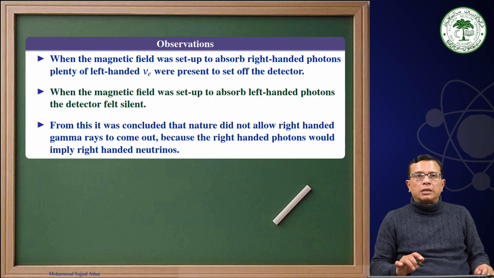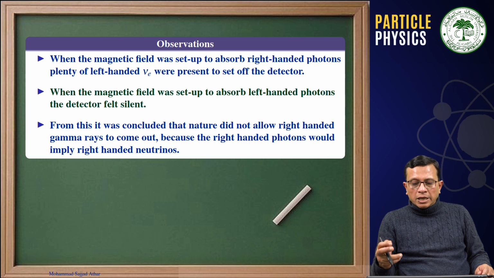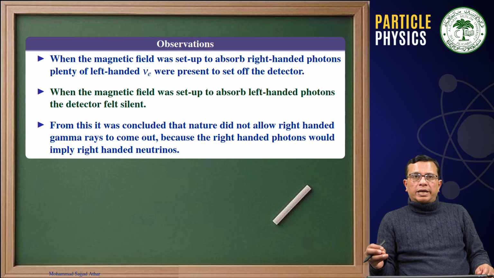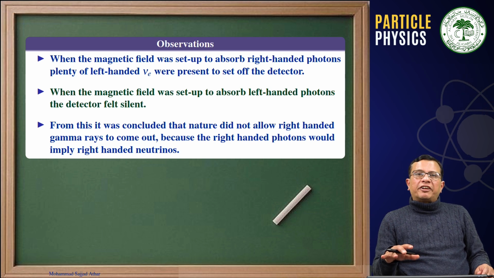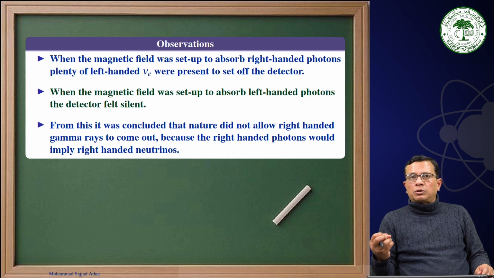The observation was that when the magnetic field was set up to absorb right-handed photons, plenty of left-handed neutrinos were present to set off the detector. When the magnetic field was set up to absorb left-handed photons, the detector fell silent. Therefore, in the previous case, left-handed photons were seen, and that means left-handed neutrinos were getting emitted. Now, when we turn the magnetic field in the opposite direction to control the left-handed photons, they will be used by the electron to absorb energy and flip its spin.